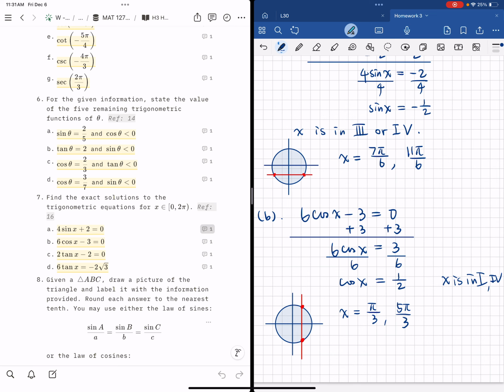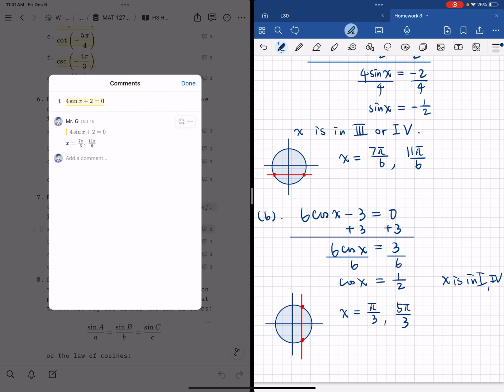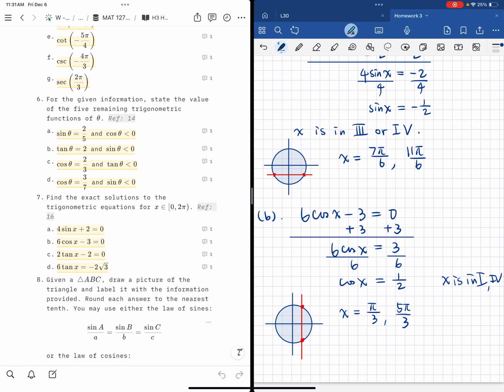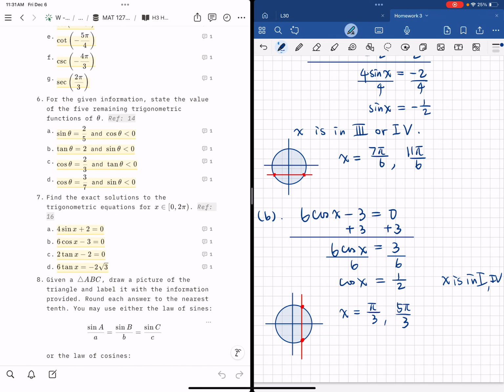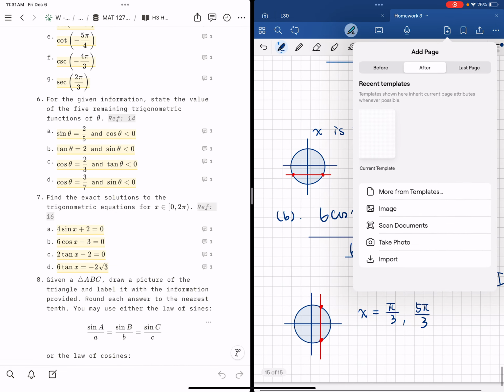Oh, I forgot to check my solution. Let's see. Number 1 is 7 pi over 6, yeah, 11 pi over 6. Number 2, pi over 3, 5 pi over 3. Okay, perfect. All right, let's move on.